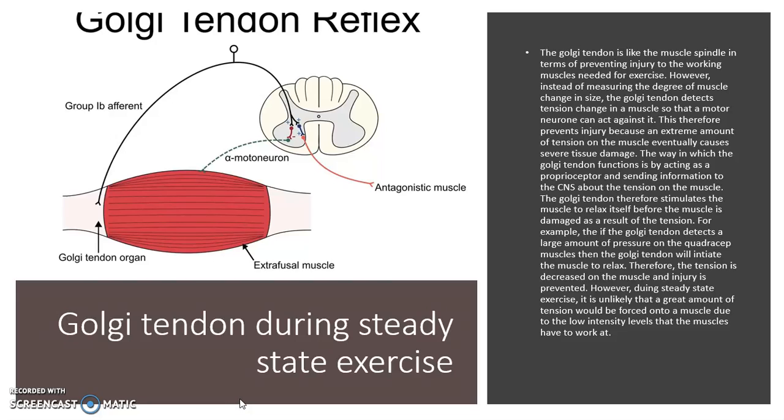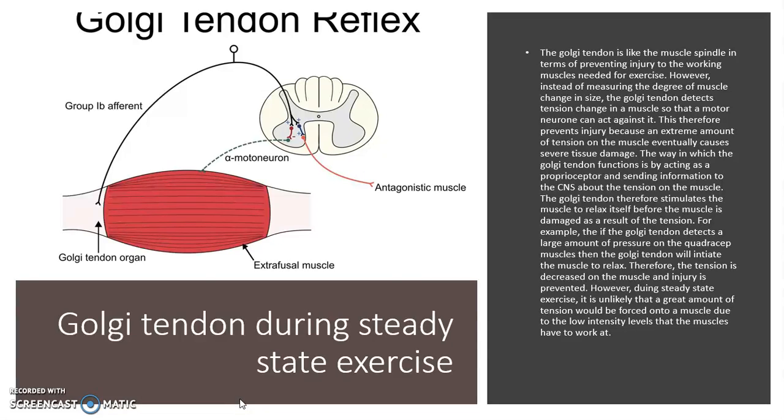The Golgi tendon is like the muscle spindle in terms of preventing injury to the working muscle needed for exercise. However, instead of measuring the degree of a muscle's change in size, the Golgi tendon detects tension change in the muscle so that the motor neuron can act against it. This therefore prevents injury because an extreme amount of tension on the muscle eventually causes severe tissue damage.